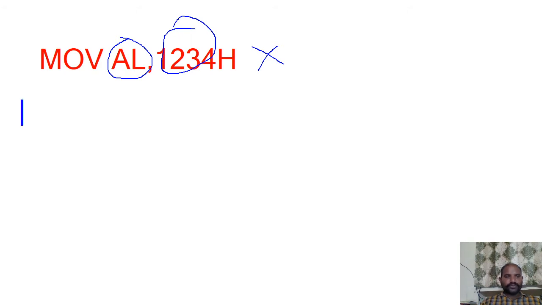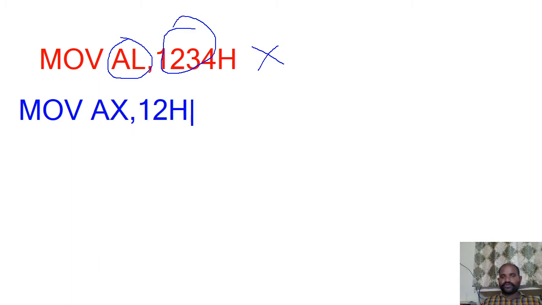If you are having the move instruction, MOV AX, 12H, it is also not possible because both operands are not the same size. The destination is a 16-bit register and the source is an 8-bit number. Copying an 8-bit number into a 16-bit register is not possible, so this instruction is also not acceptable by the 8086 microprocessor.